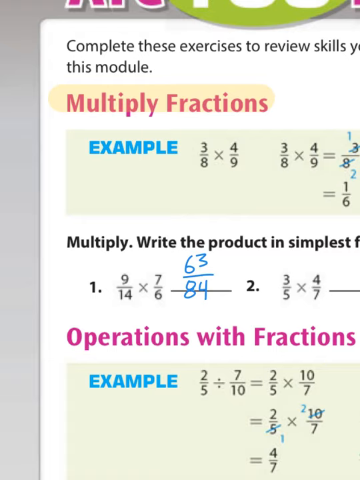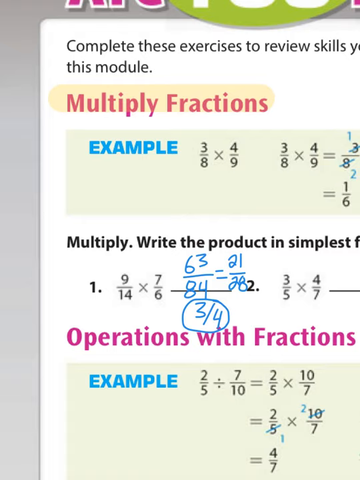Then what we can do with that fraction is we can simplify. Both 63 and 84 are divisible by 3. 63 divided by 3 is 21. 84 divided by 3 is 28. And I see a fraction I can still simplify further. Both 21 and 28 are divisible by 7. 21 divided by 7 is 3. 28 divided by 7 is 4. So my final answer to number 1 would be 3/4.